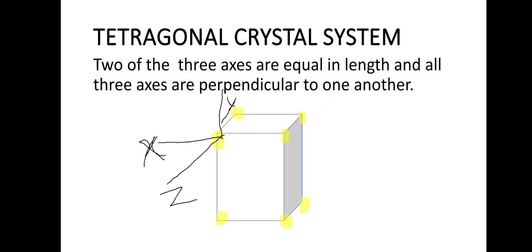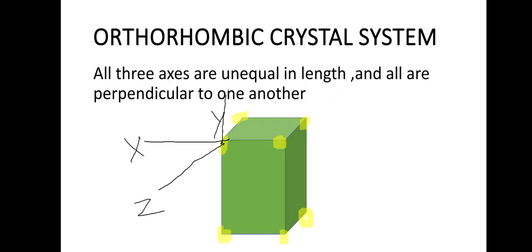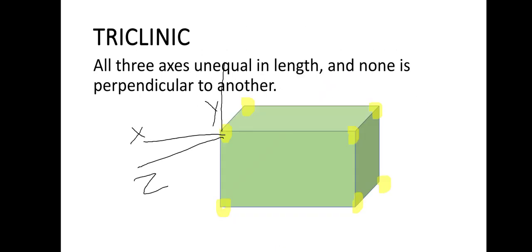And the third one is orthorhombic crystal system. In this, all three axes are unequal in length and all are perpendicular to one another. All three axes are unequal in length, that is a is not equal to b and b is not equal to c, and all are perpendicular to one another, that is alpha equals beta equals gamma equals 90 degrees.